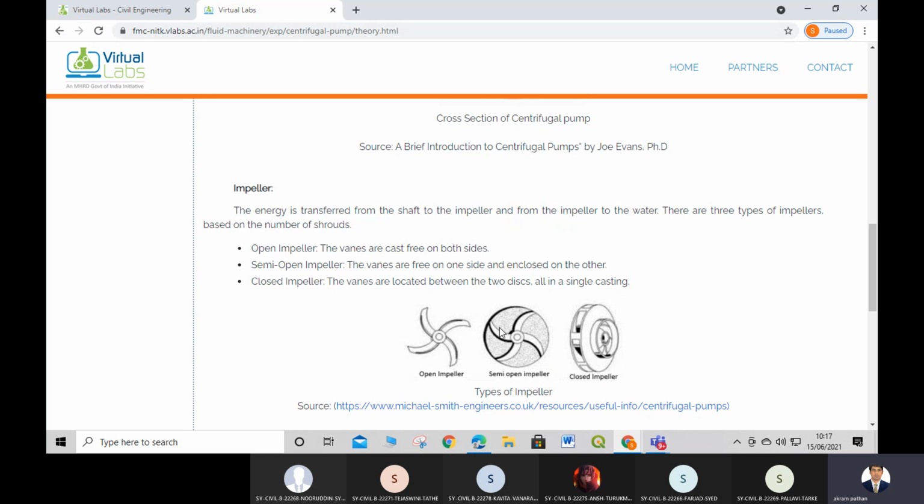In the case of the semi-open impeller, there is a ring provided on the periphery of the impeller. The impeller is the rotating part which rotates with the centrifugal action of the fluid. A closed impeller means an impeller which is inside a cage, okay, then we call it a closed impeller.